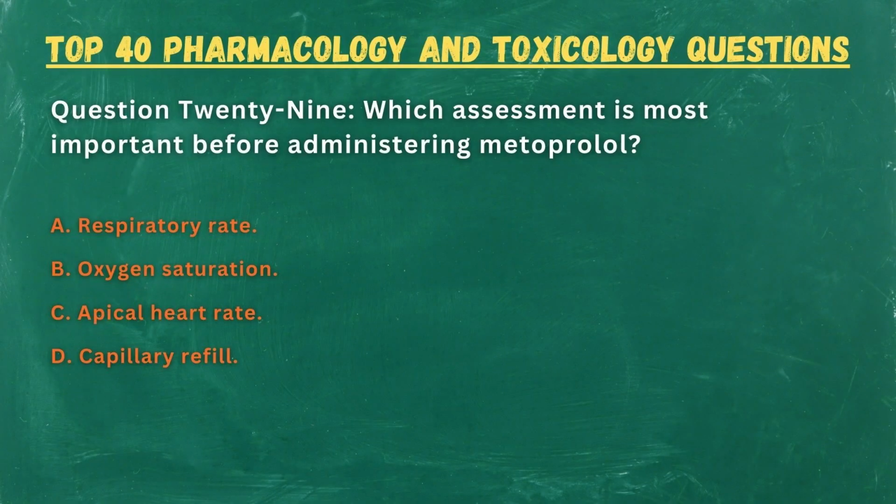Question 29. Which assessment is most important before administering metoprolol? A. Respiratory rate. B. Oxygen saturation. C. Apical heart rate. D. Capillary refill. Answer C. Apical heart rate.